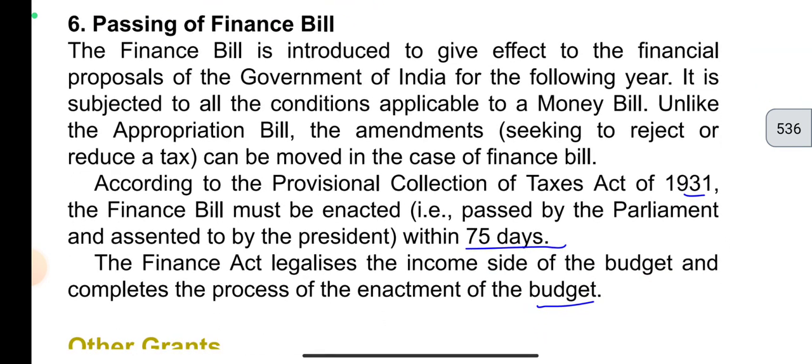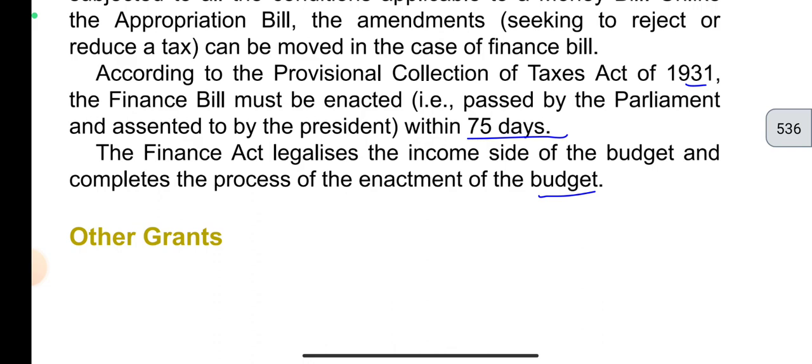Passing of the Finance Bill. The Finance Bill is introduced to give effect to the financial proposals of the Government of India for the following year. It is subjected to all the conditions applicable to a money bill. Unlike the Appropriation Bill, an amendment seeking to reject or reduce a tax can be moved in the case of the Finance Bill. According to the Provisional Collection of Taxes Act of 1931, the Finance Bill must be enacted, that is, passed by the Parliament and assented to by the President within 75 days. The Finance Act legalizes the income side of the budget and completes the process of the enactment of the budget.